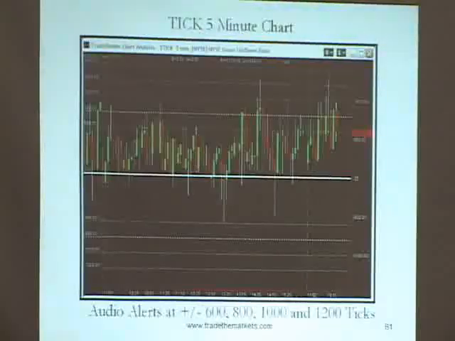This is the ticks. Now, you'll see on here that I've got the ticks on a 5-minute chart. It doesn't really matter what chart time frame you have it on. The main thing for ticks is I just want to be able to see at least one full trading day's worth of data. Up here, I've got horizontal lines across the 600, the 800, the 1,000, and the 1,200, and then down here at minus 600, minus 800, minus 1,000, and minus 1,200. What I'm listening for during the day is when the ticks actually hit those levels, okay?